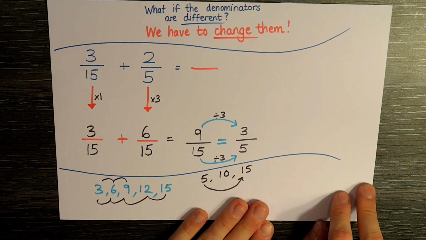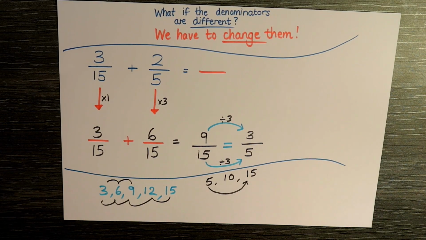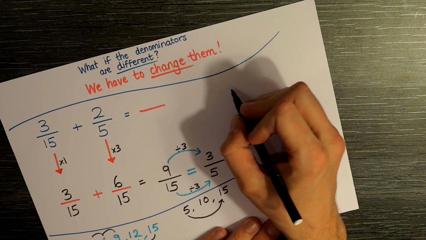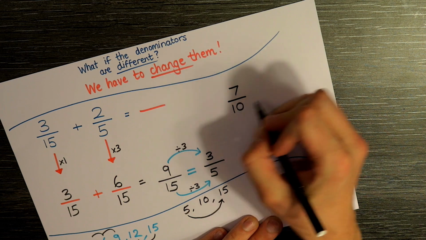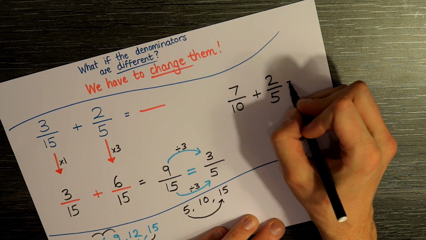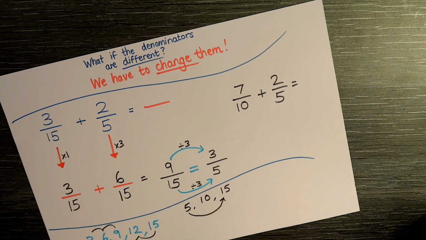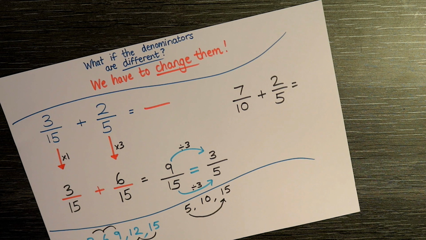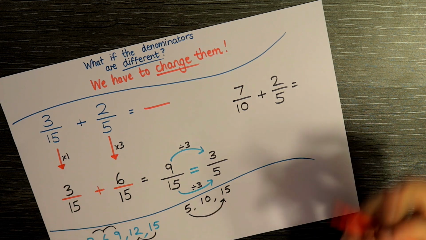Now, if it's getting complicated, just go back, rewatch it. Start doing some yourself, okay? I'm gonna give you a few ones to try. You could do something like 7 tenths add 2 fifths. Let's just try it together. What are you gonna do? Well, 10 and 5, they're different. We need to make them the same. So, how are we gonna do it? This 5 I can turn into a 10, yes.